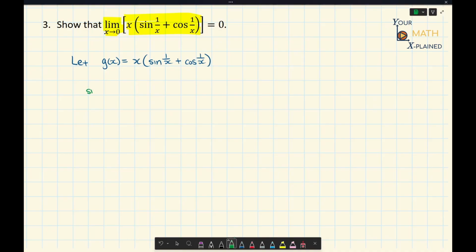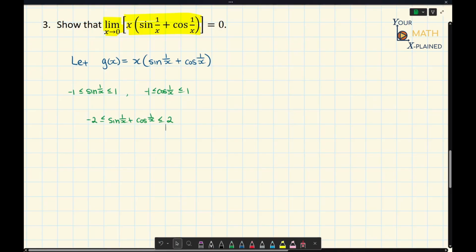Now we know that sine of 1 over x is going to be in between -1 and +1. And we also know that cosine of 1 over x is going to be in between -1 and +1. So this means sine of 1 over x plus cosine of 1 over x must be in between -2 and +2. So now we're basically almost at g of x.